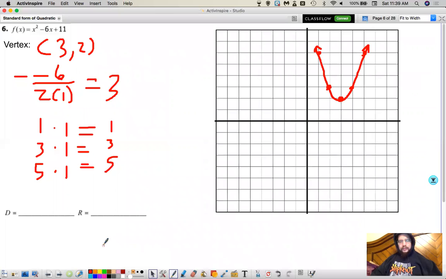The next question asks about the domain and the range. Well, it's a polynomial mother function. You know the domain of the quadratic is always all real numbers. That's no question. And the range is based entirely on the vertex. In this case, it's a minimum at 2. So we do include it. We go 2 to infinity.